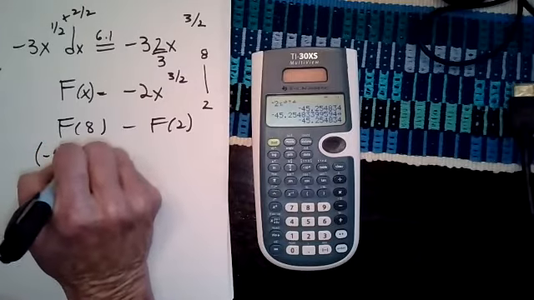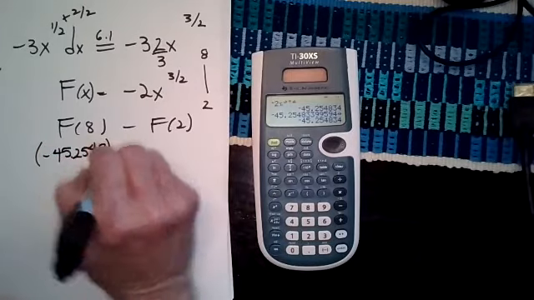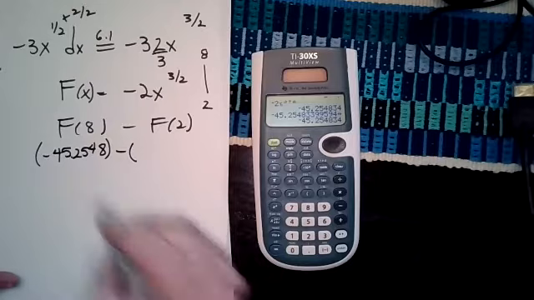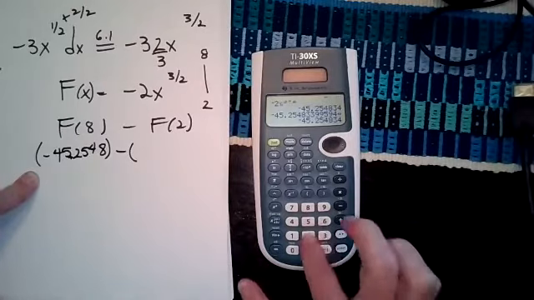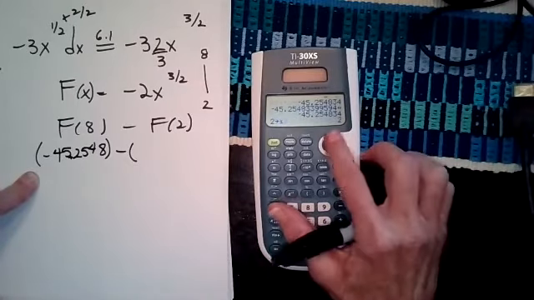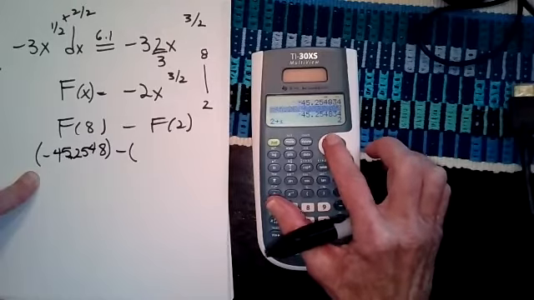But I'm going to show you something really awesome about this calculator. Okay. So I get that number, 45.2548. And then I do 2, store for x, and enter. And then I go up and I highlight my antiderivative.